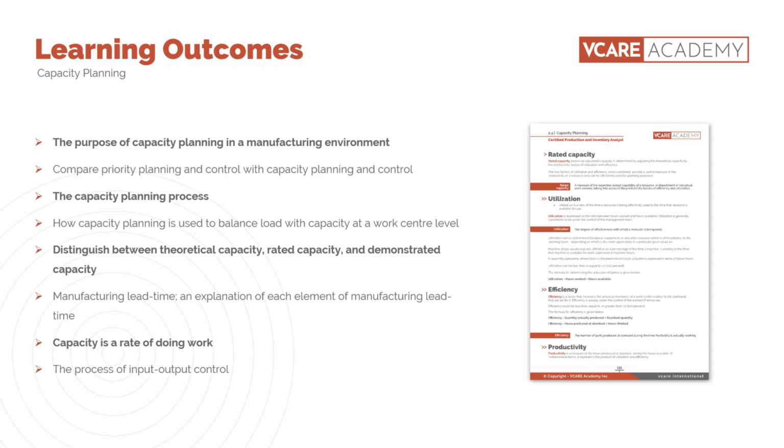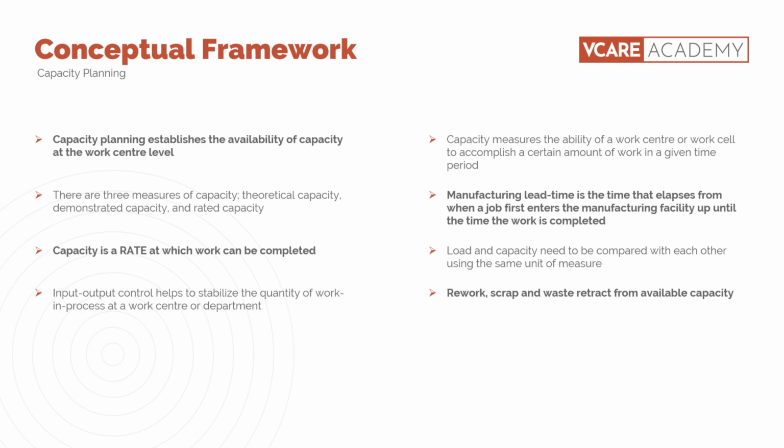The conceptual framework in this module. Capacity planning, establishing the availability of capacity at the work center level. Capacity measures the ability of a work center or work cell to accomplish a certain amount of work in a given time period. There are three measures of capacity. We had theoretical capacity, demonstrated capacity, and rated capacity. Manufacturing lead time is the time that elapsed when a job first enters the manufacturing facility up until the time when the work is complete and it's put into the finished goods store.